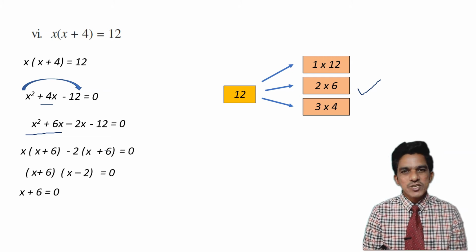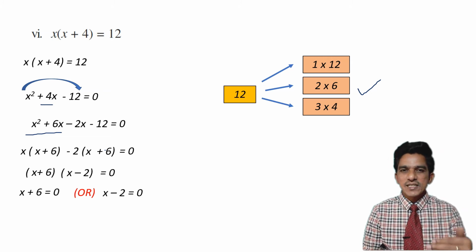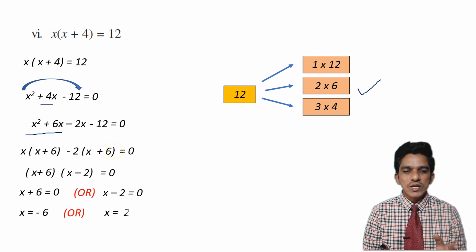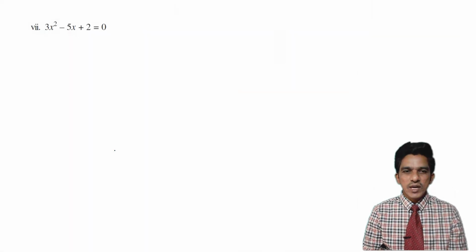That means either x plus 6 is 0 or x minus 2 is 0. x plus 6 is 0 and x is equal to minus 6 or x is equal to 2. Let us move to the 7th problem. 3x square minus 5x plus 2 is equal to 0.